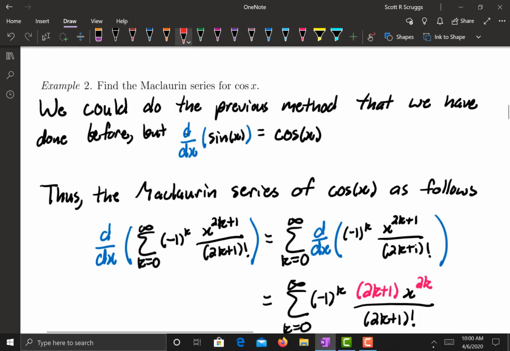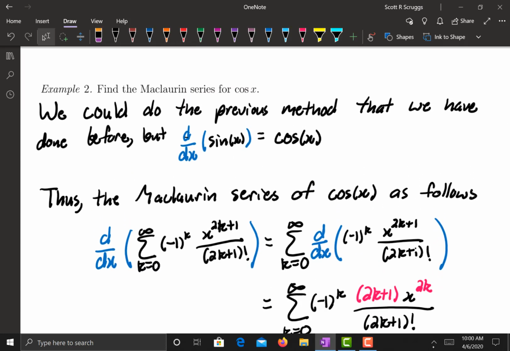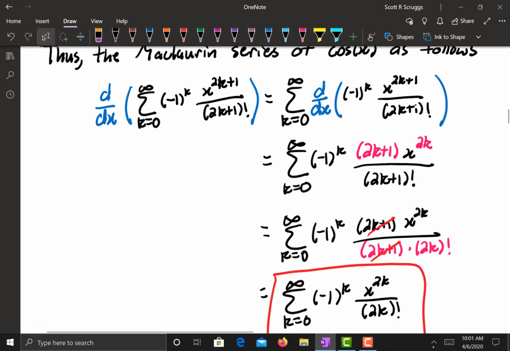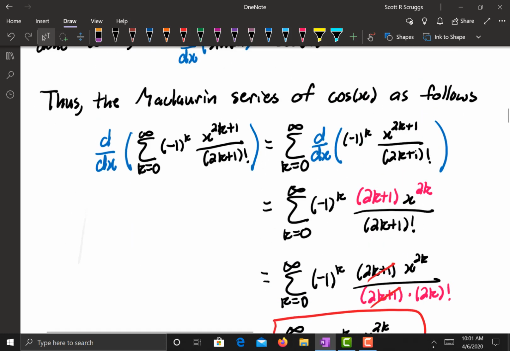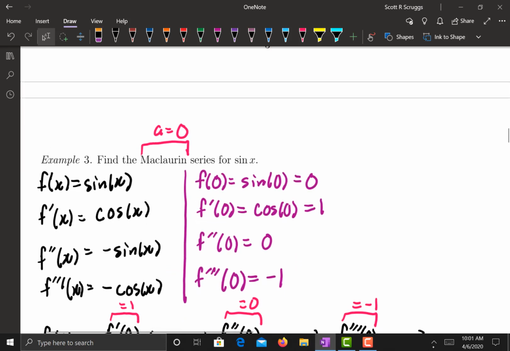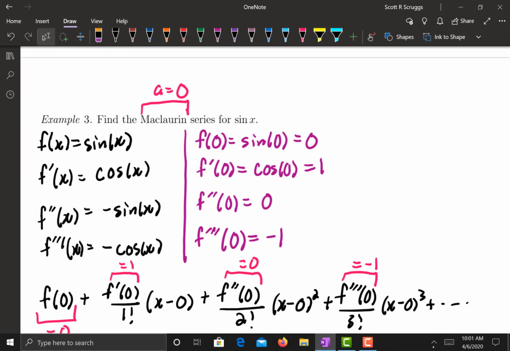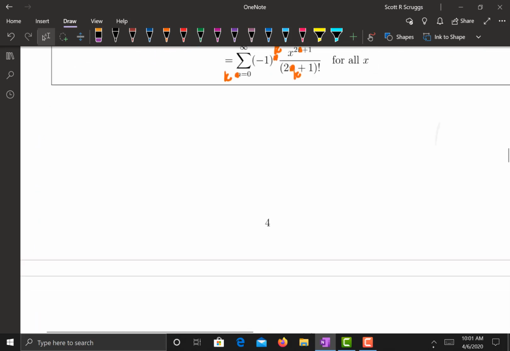And note, if I wanted to do this in reverse, I could. I could have found the Maclaurin series for cosine in the tedious way, and then I could say, okay, well, for example 3, the antiderivative of cosine of x is sine of x, and I could have used a property that says taking the integral of the power series is the same as taking the integral term by term. I could have done it that way.